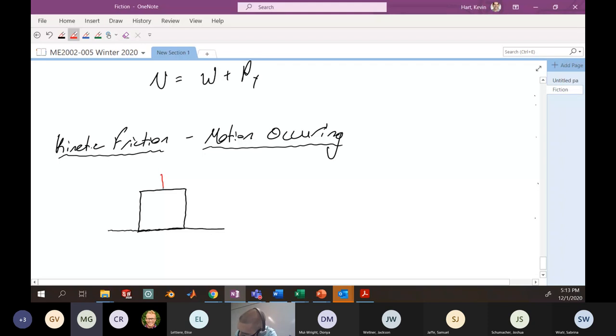Is the last example on the PowerPoint supposed to be motion occurring? Yeah, so the PowerPoint slide should say motion occurring.